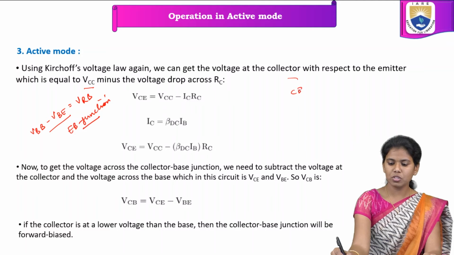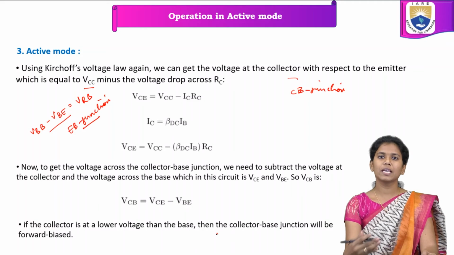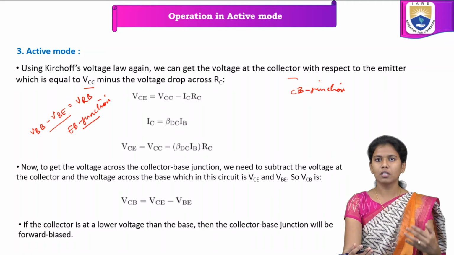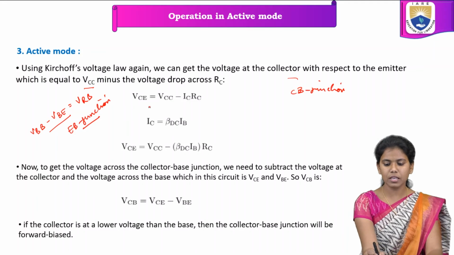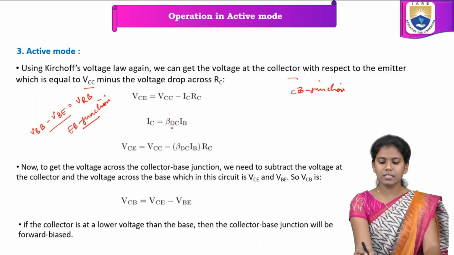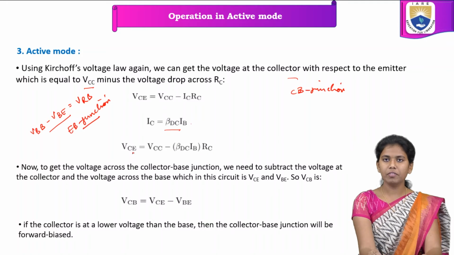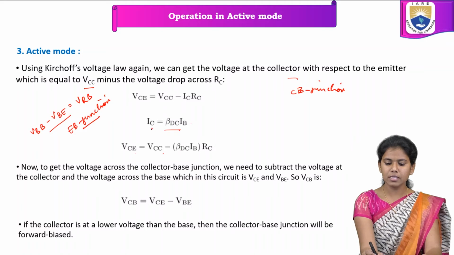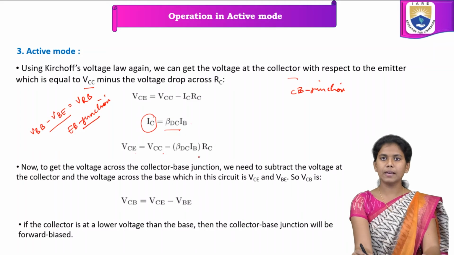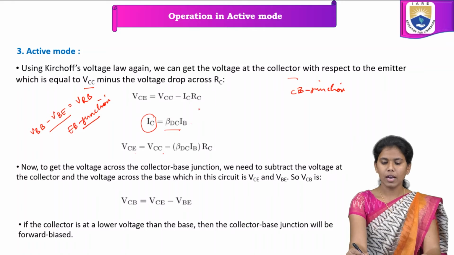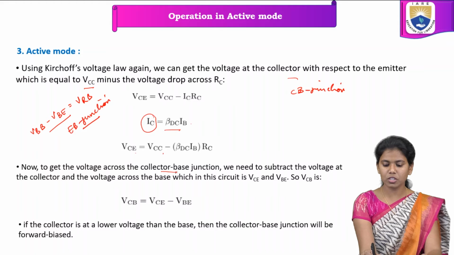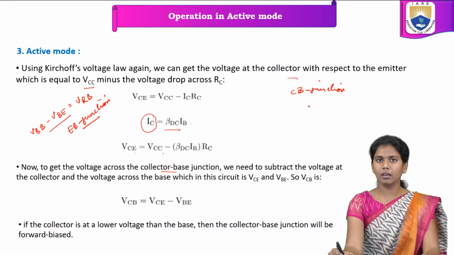Whereas in the collector base junction, CB junction, the same method follows. First, considering Kirchhoff's voltage law, VCE equals VCC minus ICRC, and IC equals beta times DC IB. Then VCE equals VCC minus, substituting IC in place of ICRC. Now we want the voltage across the collector base junction.